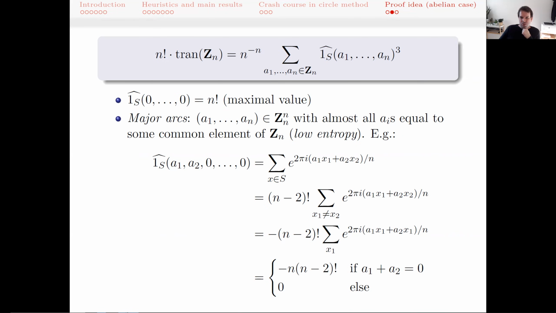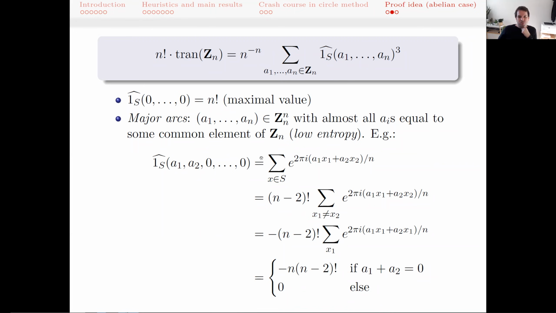So here is just a simple example of how it goes. So let's consider this n-tuple where n minus 2 of the coordinates are equal to 0. And then only the first two coordinates are not equal to 0.